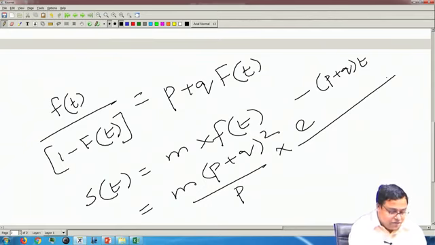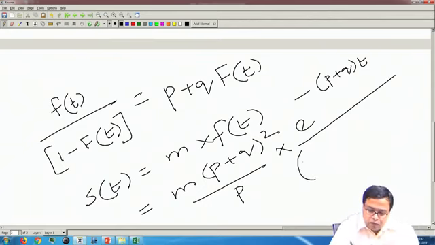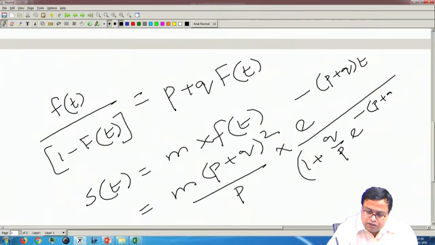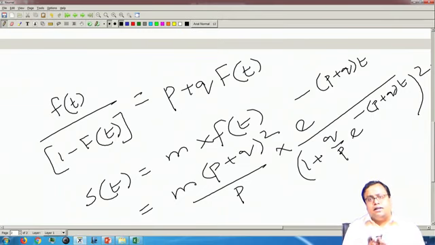this function I do not remember, I am just writing it from a note that I have. So, it is difficult to remember. Divided by 1 plus, you can just Google it up, (q by p) e to the power minus (p plus q) t, whole square. So, you can just Google it up, I am not saying that you have to. But I have copied it, I have kept a note and I have written it there. This is the function that is there.